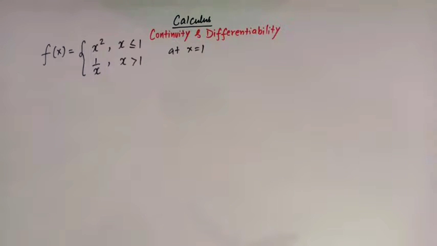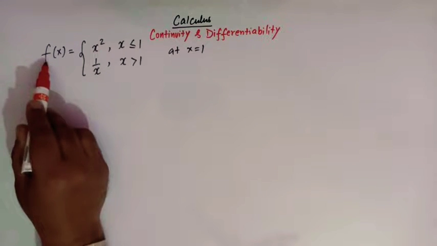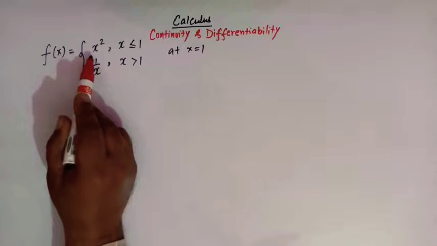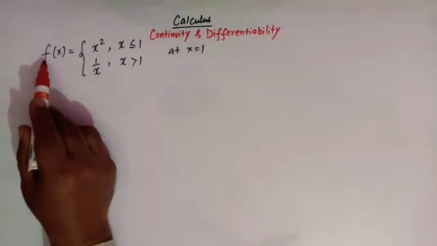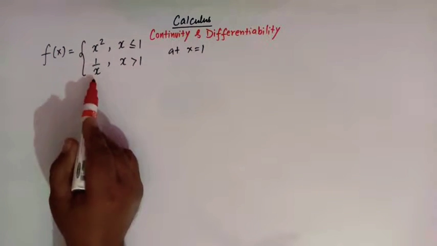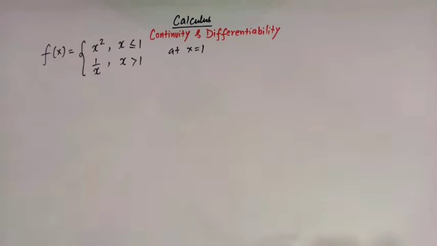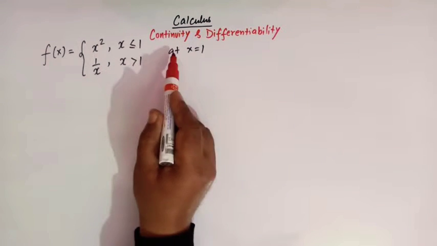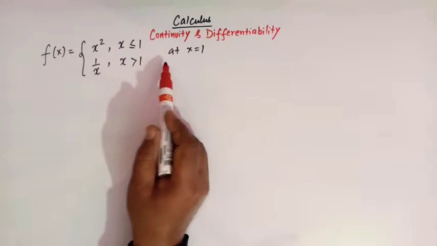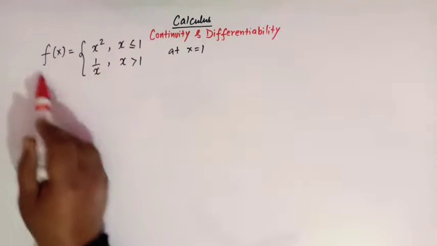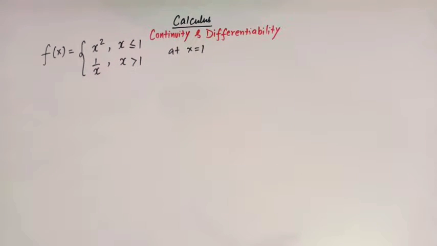Hello viewers, in today's class we are going to discuss an important problem from continuity and differentiability. Here we have a function f of x which is defined as x square whenever x is less than or equal to 1, and f of x is equal to 1 over x whenever x is greater than 1. Here we have to test the continuity and the differentiability of this function at x is equal to 1.